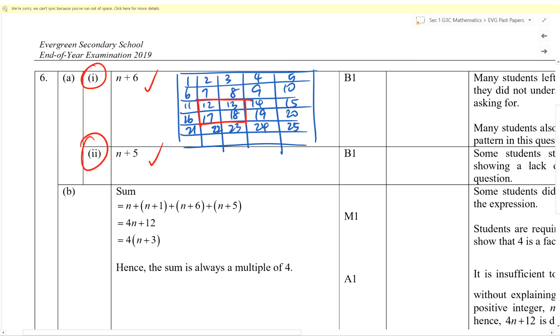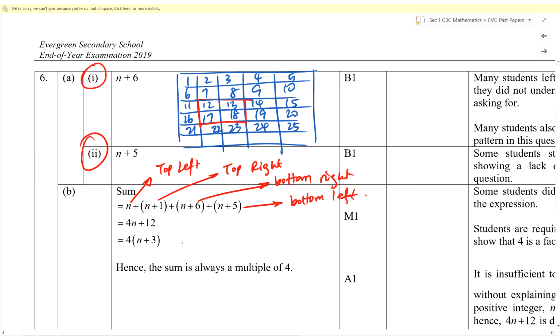Now the sum of the numbers inside: the first number is n. The last number is n plus 6, which we found earlier on. And the second last number is n plus 5. Then this is the number to the right hand side of our n, so there is just n plus 1. Whatever n is, we just add 1. So this is the top left, this is the top right, this is bottom right, this is our bottom left. You add all of them up, we get 4n plus 12. Now this gives you 1 mark. This is the sum. The next part is to prove that this is a multiple of 4.